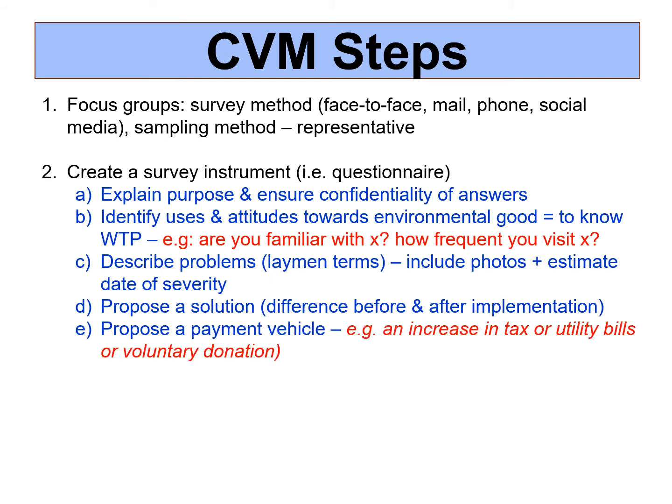Okay, the next one, you also have to propose a payment vehicle. So what is the payment vehicle? This is the method of payment. How can they pay, if let's say they want to improve the conditions of the Gombak River? For instance, perhaps via an increase in tax or utility bills, or perhaps voluntary donation. The next one, you have to ask their willingness to pay. Okay, so you can say, how much are you willing to pay for the improvement of the Gombak River? Perhaps RM1 and so on.